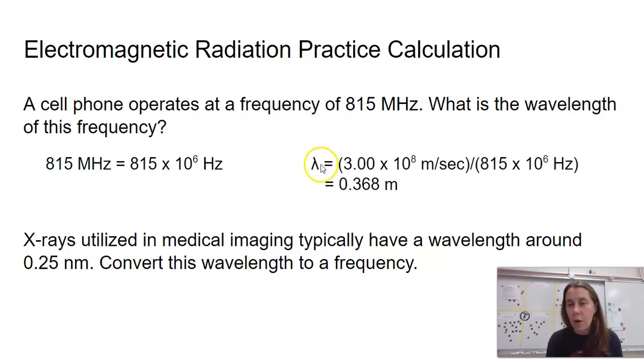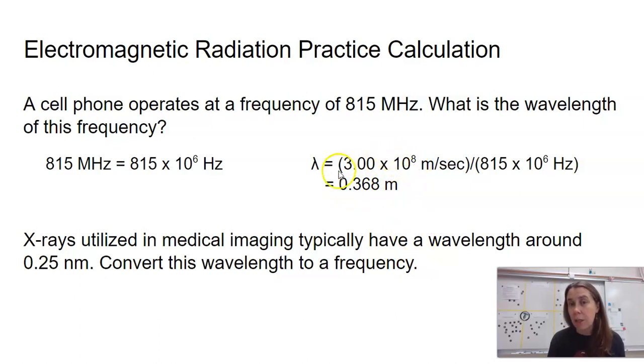Okay, so using our equation from the previous slide, we have lambda, which is the wavelength, which is what we're trying to find, is equal to the speed of light divided by the frequency in hertz, okay? And so if we do that math out, then we end up with 0.368 meters, okay?